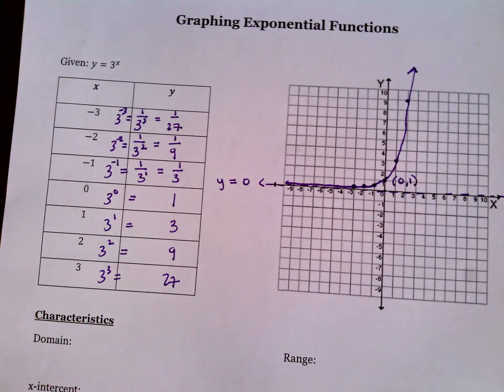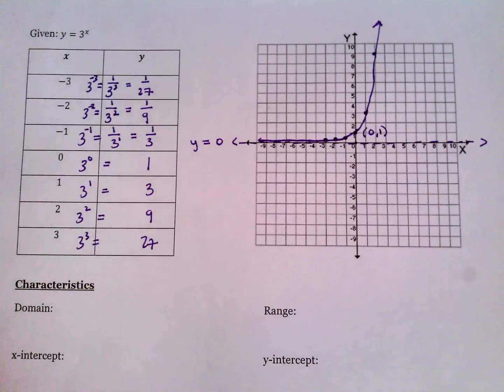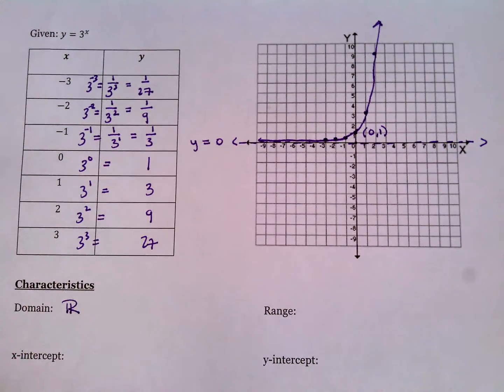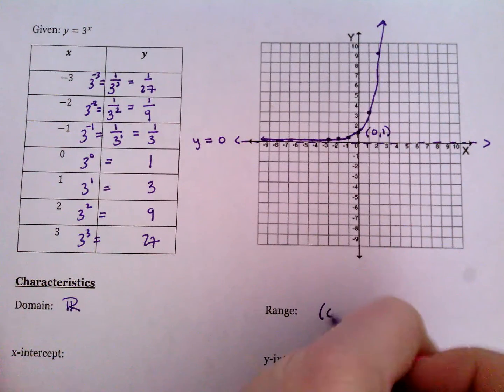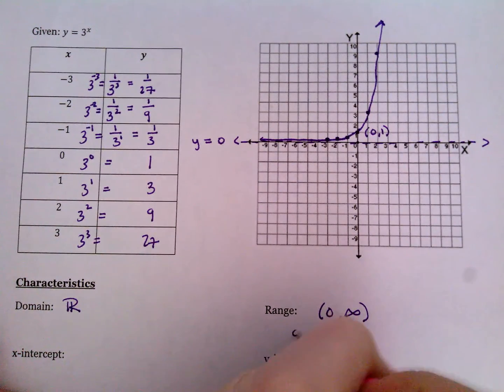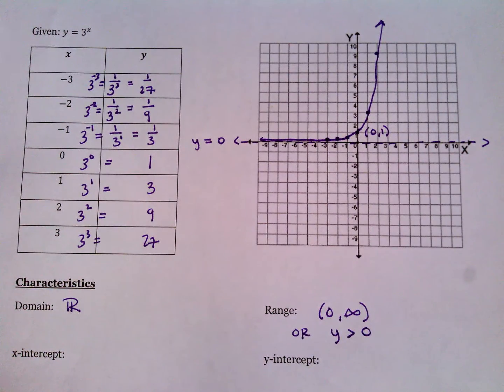So if we're looking at the domain, are there any x values we can't plug in? No. x can be all real numbers. It can be anything. The range, however, in this case, it's never going to go below 0. It's never even going to get to 0. So it's going to be from 0 to infinity. Notice I'm not including it because it's not inclusive of that. Some of you guys might be writing y is greater than 0. That's acceptable also, but keep in mind, it's not equal to 0. X-intercepts, we kind of just spoke about this. None.